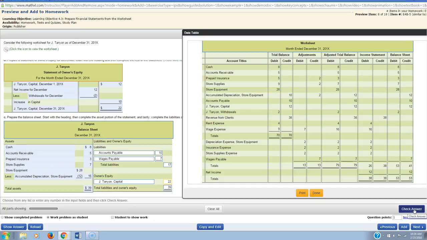It's going to apply in Chapter 5 as well.